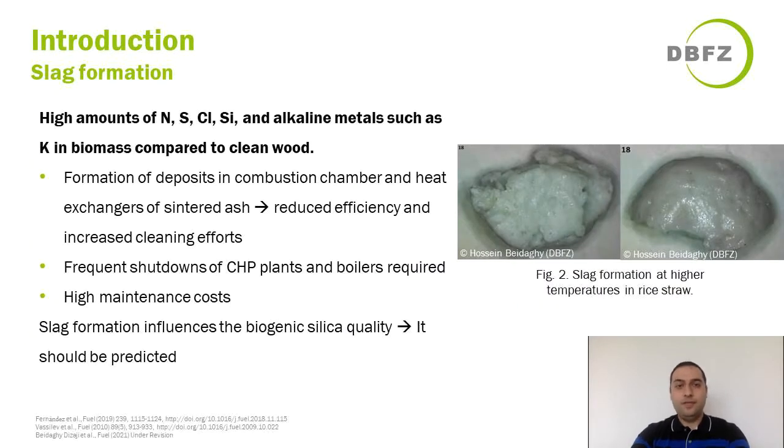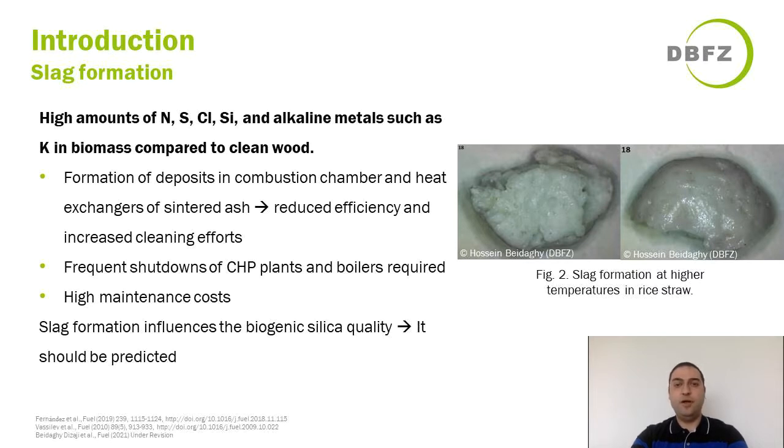However, these materials, compared to clean wood, have a higher share of nitrogen, sulfur, chlorine, as well as silica and particularly alkaline metals such as potassium. Because of that, we have some issues in the performance of boilers for the combustion of biomasses. It includes deposition formation inside the chambers, as well as ash sintering on the heat exchanger tubes of the boilers, which decreases the efficiency of such systems.